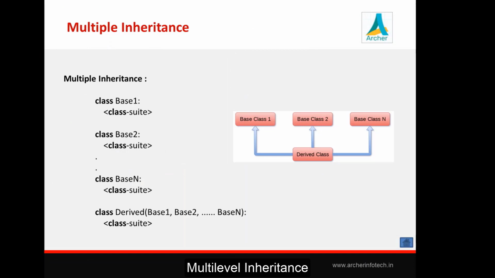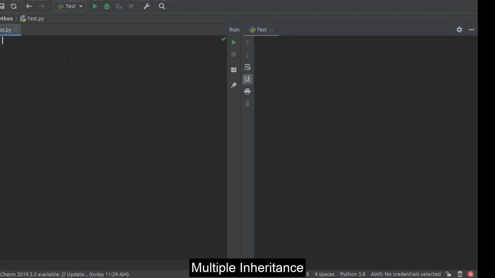I'll see multiple inheritance. In case of multiple inheritance, there are more than one base classes and one derived class, like how you can see in this image. This inheritance we write somewhat like this: class, derived, and in parentheses we write down all these parent class names separated by comma here. So let's see one small example.